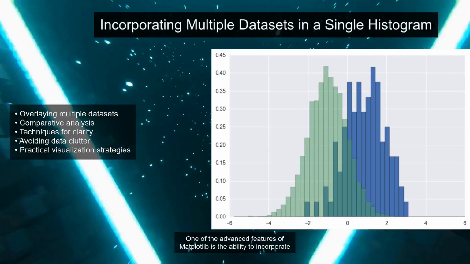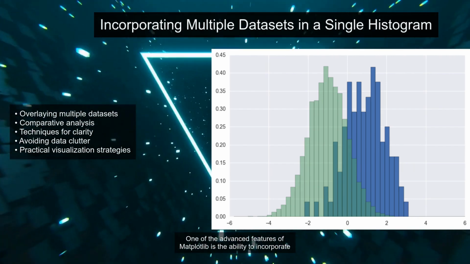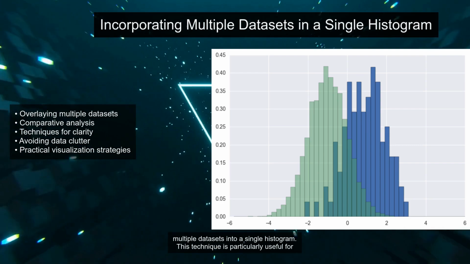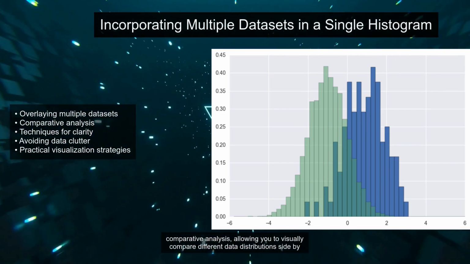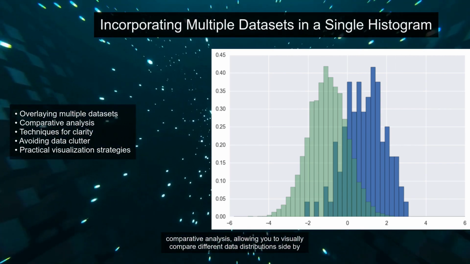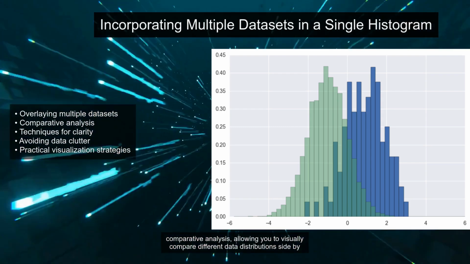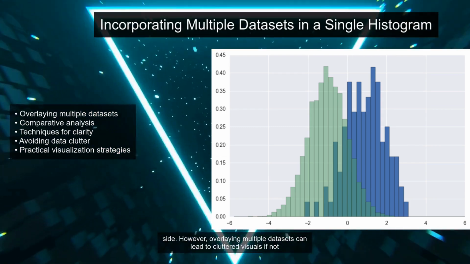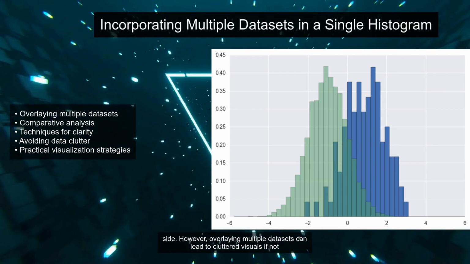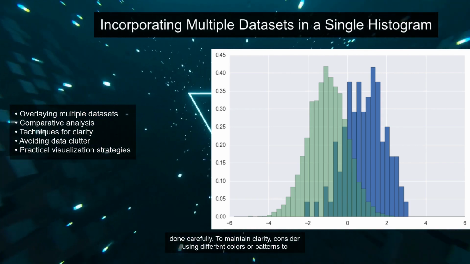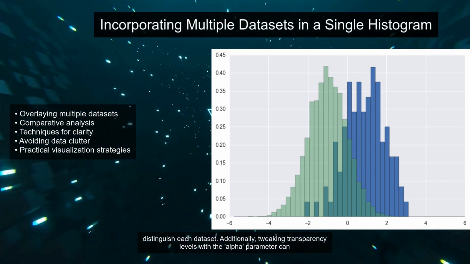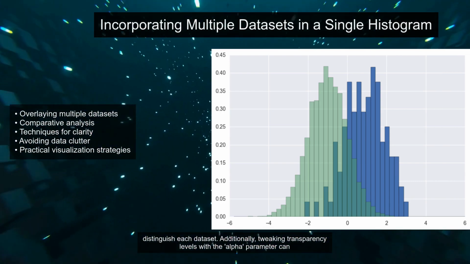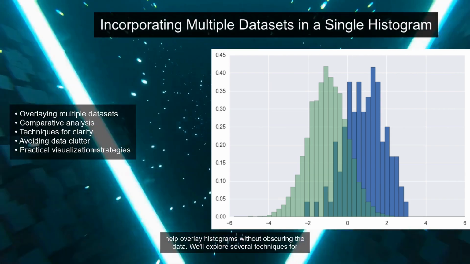communication tool. One of the advanced features of Matplotlib is the ability to incorporate multiple datasets into a single histogram. This technique is particularly useful for comparative analysis, allowing you to visually compare different data distributions side by side. However, overlaying multiple datasets can lead to cluttered visuals if not done carefully. To maintain clarity, consider using different colors or patterns to distinguish each dataset. Additionally, tweaking transparency levels with the alpha parameter can help overlay histograms without obscuring the data.